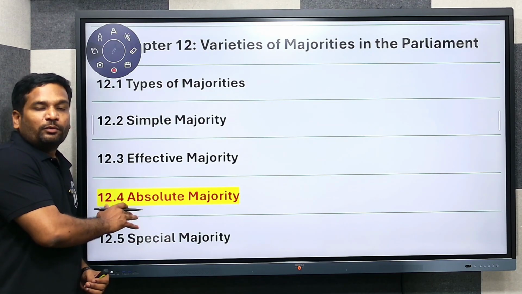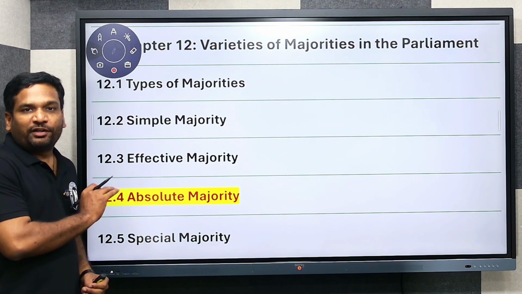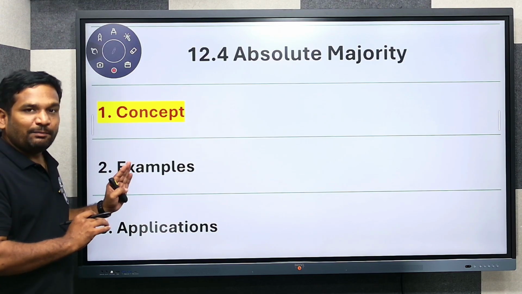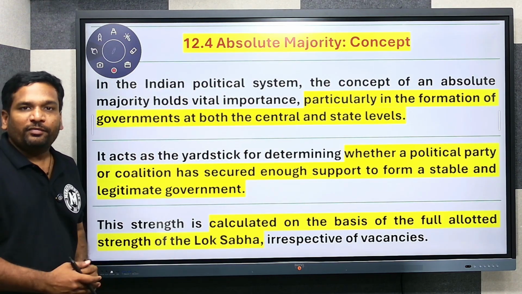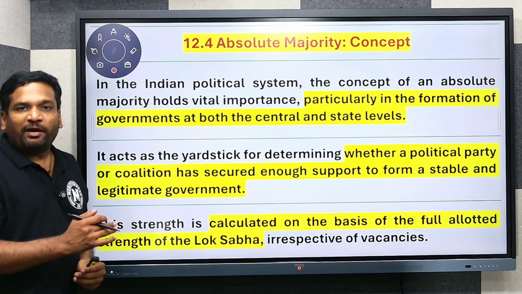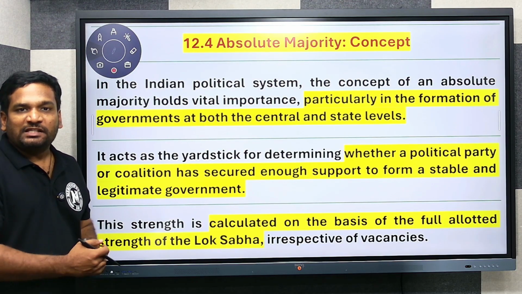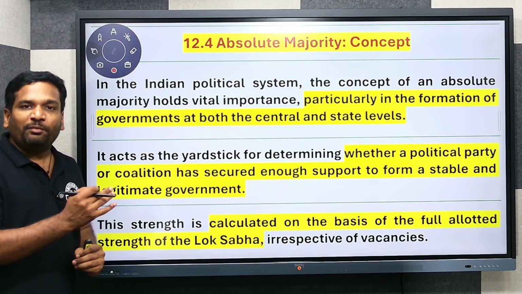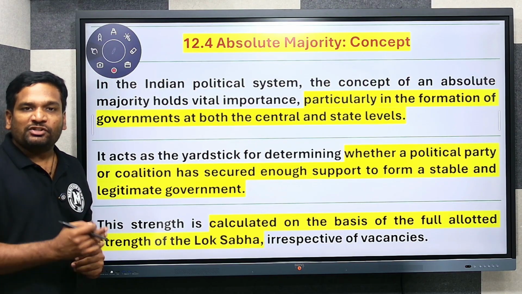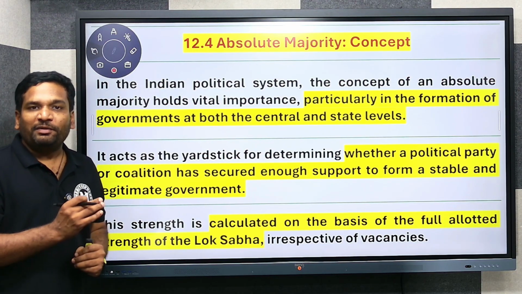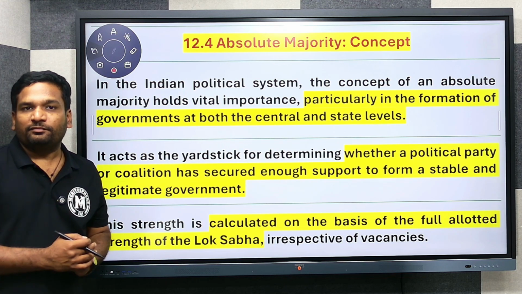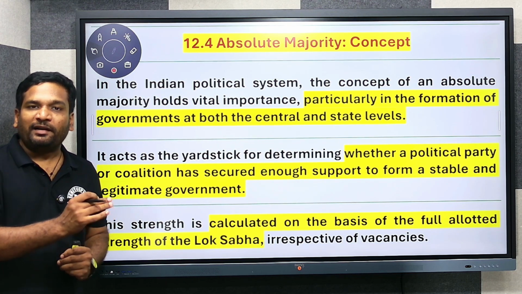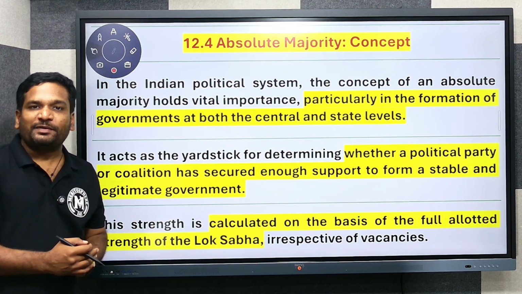Right. Now we are moving to the fourth section, that is absolute majority. So the concept, examples and applications. Under the concept, just go through this slide. In the Indian parliamentary system, in the parliamentary proceedings, the usage of absolute majority as an independent mechanism is not found. So absolute majority is not used in the Indian parliamentary system as an independent mechanism, but it is used as part and parcel, as one of the components of the special majority.